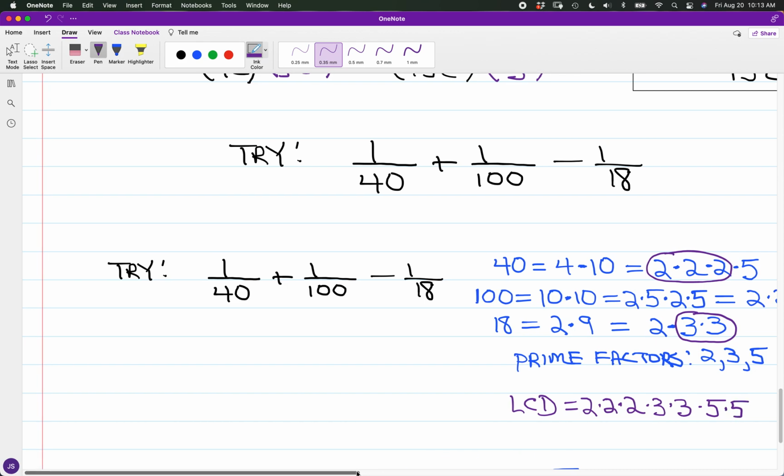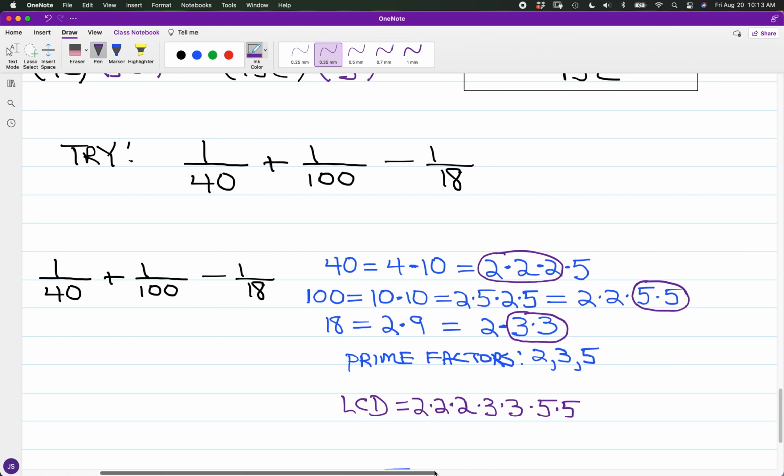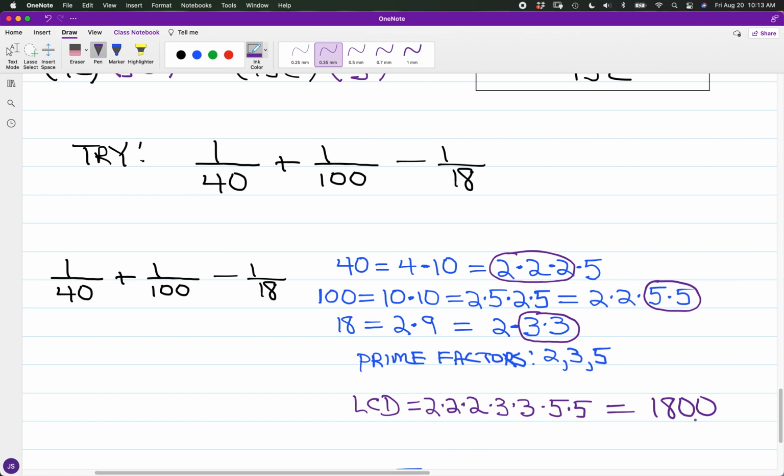And if we multiply everything together, you have 2 times 2 times 2 is 8. And you've got 3 times 3 is 9. 8 times 9 is 72. 5 times 5 is 25. And 72 times 25 is going to come out to a 4-digit number, 1800. And this signals that 1800 is the smallest value that all of 40 and 100 and 18 will go into.